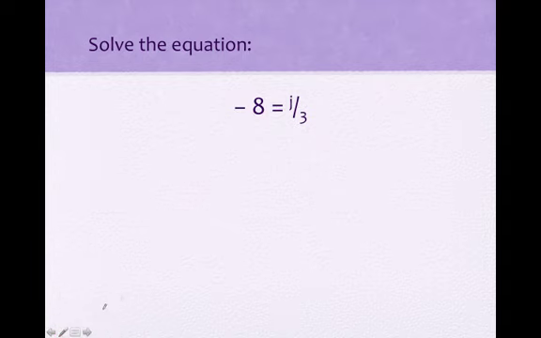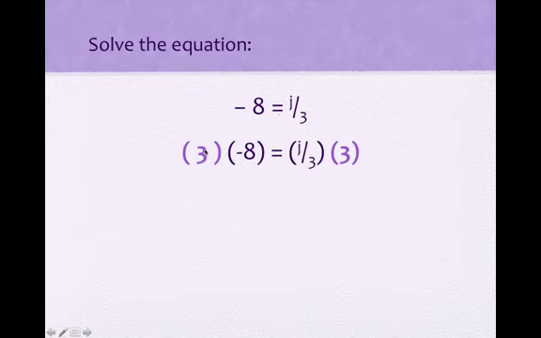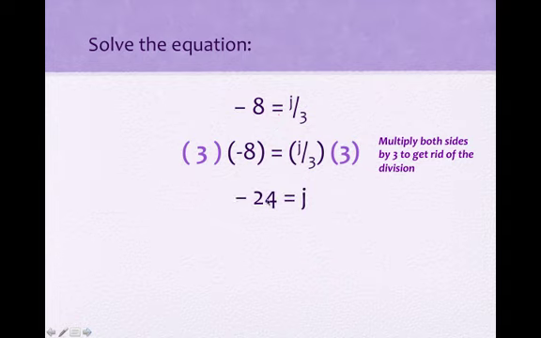Okay, so I've got -8 equals j divided by 3. Well, divided by means that I need to undo that division by multiplying. So remember, if I do it on one side to get rid of that 3, I have to do it to the other side. So I multiplied by 3 on both sides. Multiply by 3, got rid of that division, and then I get -24 equals j, because these 3's are going to cross out. We're going to come back and we're going to check.